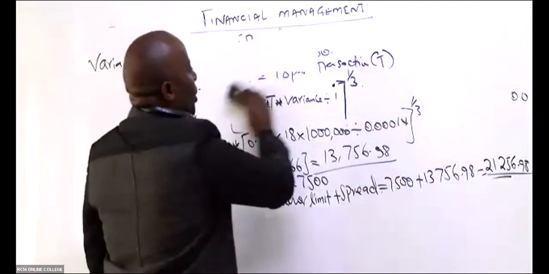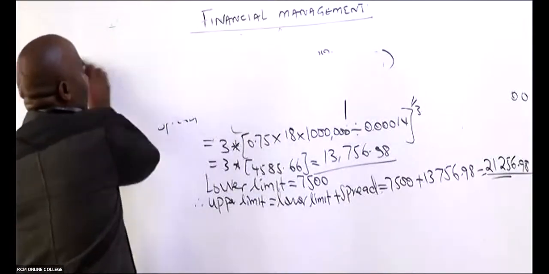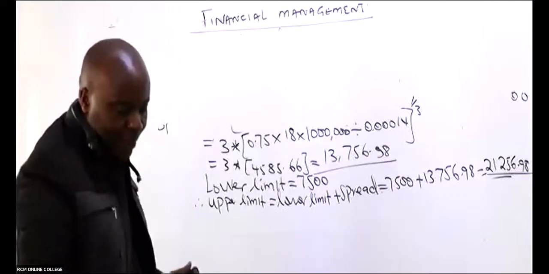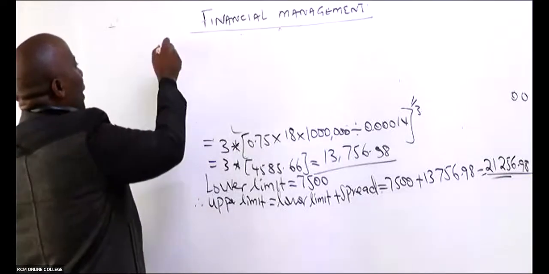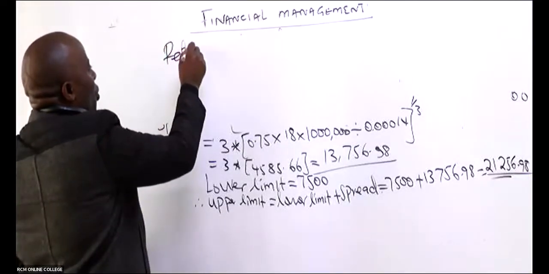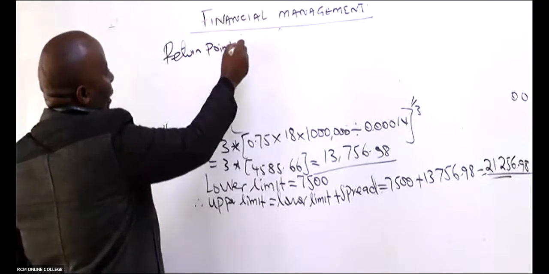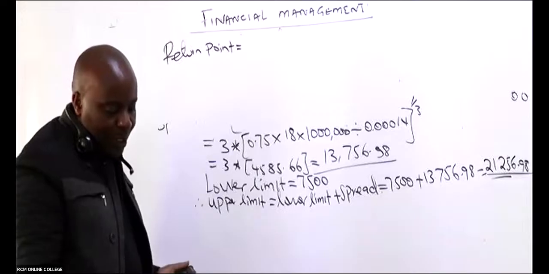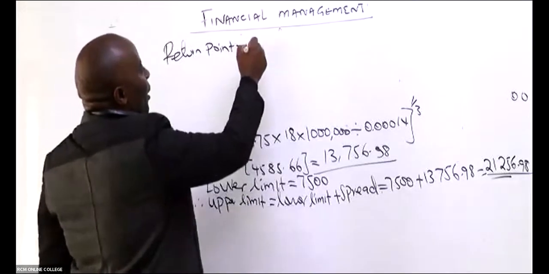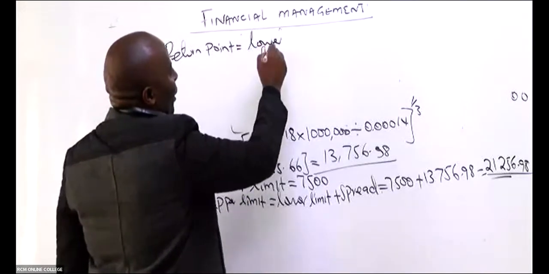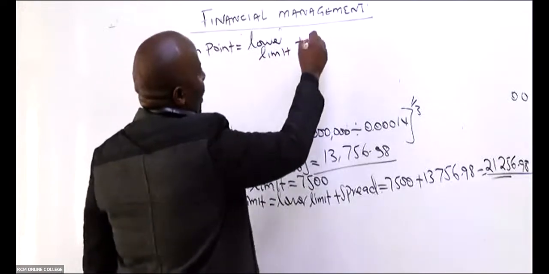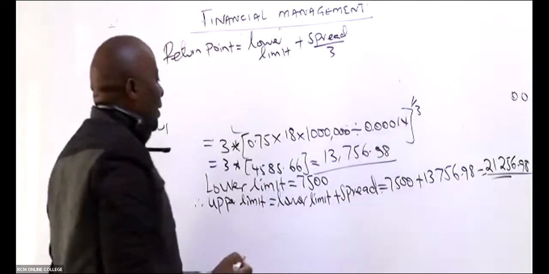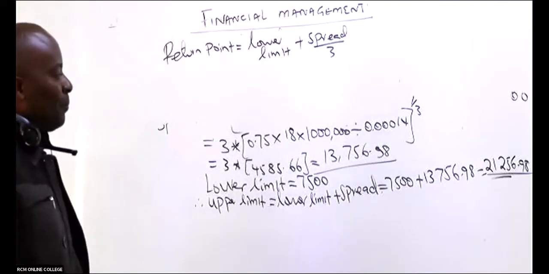All right, so they want us to give them the return point. Return point is really easy. How do we get the return point? This is really, really easy because already you have everything. Anytime they want us to get the return point, we normally take the lower limit plus spread divided by 3. Lower limit plus the spread.